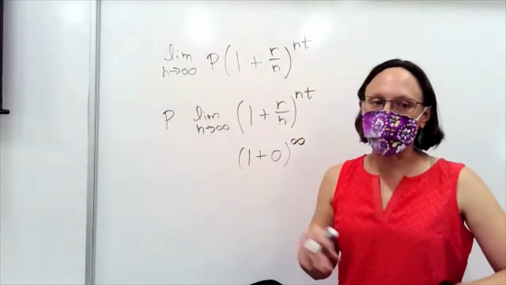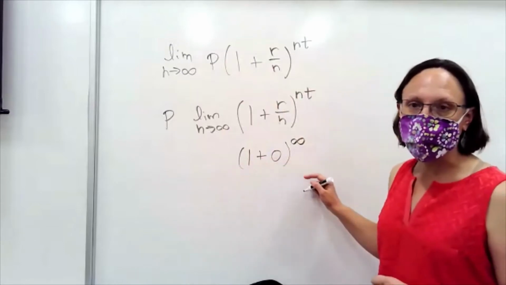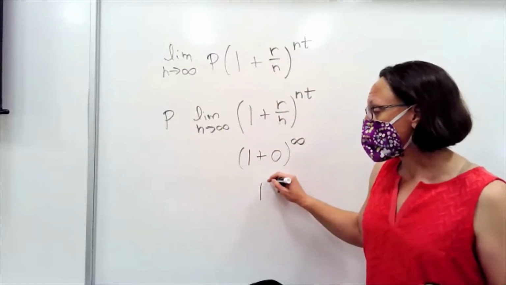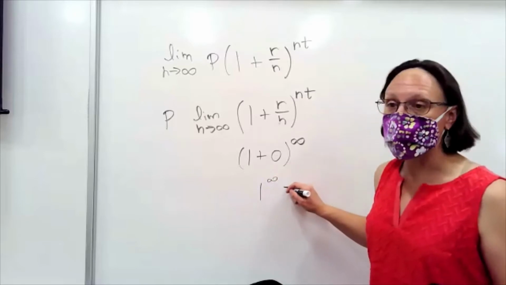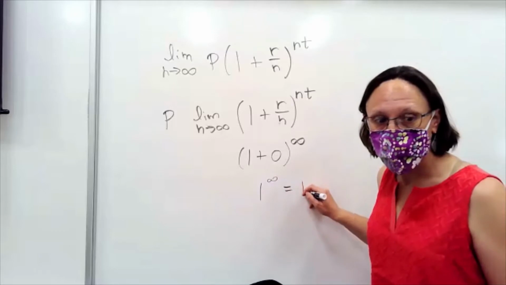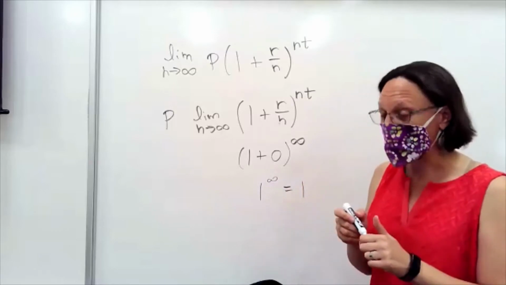Well, this is one of those weird mathy paradoxes. Because 1 plus 0 is 1, and it feels like 1 raised to the infinity should be equal to 1, because this is like 1 times 1 times 1 times 1 times 1, but it's not.